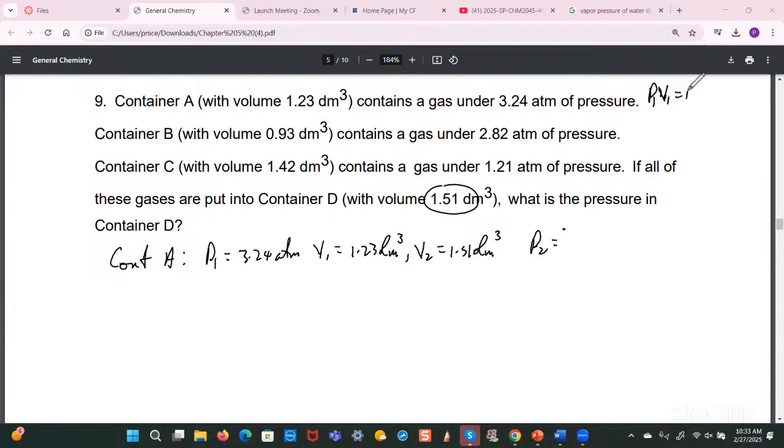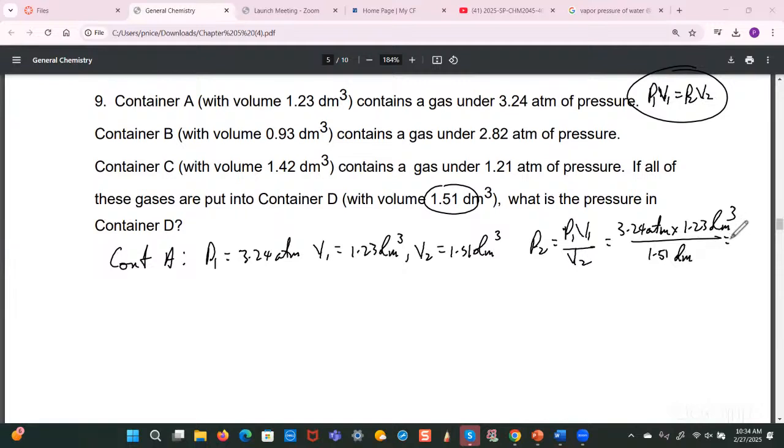P1V1 is equal to P2V2. That's the equation you're using. So P2, based on this, what is P2 equal to? P1V1 over V2, exactly. So P1 is 3.24 atmospheres times V1, which is 1.23 decimeters cubed, divided by V2, which is 1.51 decimeters cubed. And that would give you the pressure of the gas in container B.